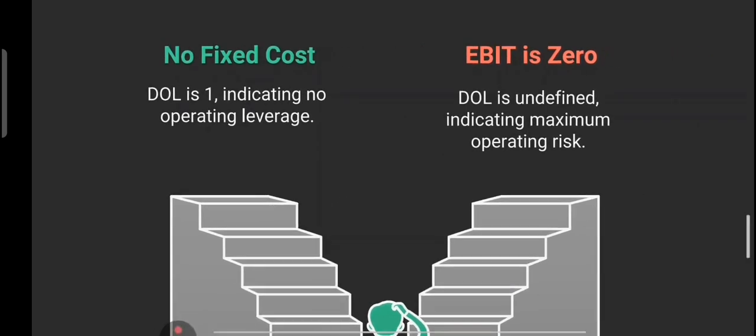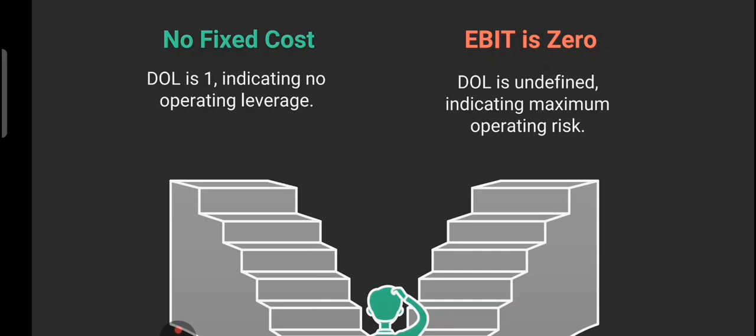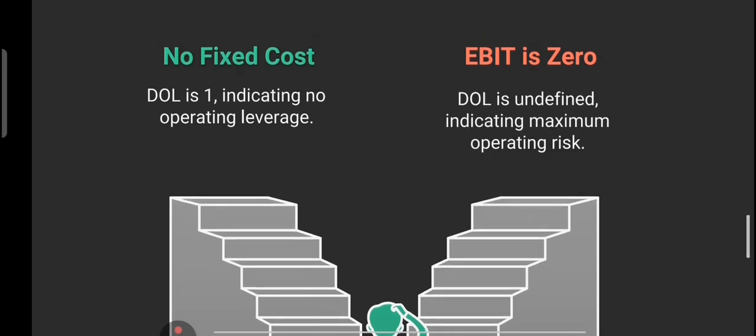Then scenario number 2 is EBIT is 0. This is a very important thing. Now flip to the other extreme, when your business earns no operating income at all. Now the formula, you know it very well: contribution upon EBIT. Just now I told you. So when EBIT is 0, the denominator is 0, so DOL will become undefined, right? Since you divide by 0 in the formula, the result is impossible to quantify.